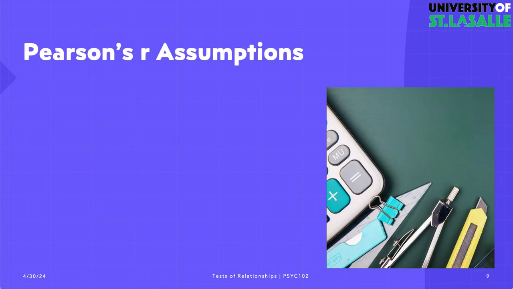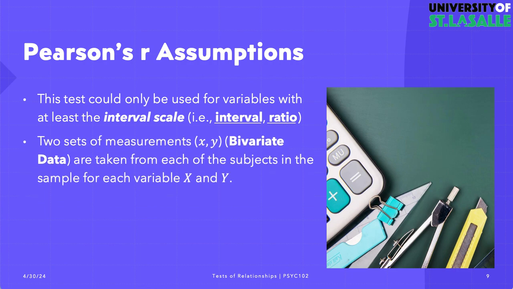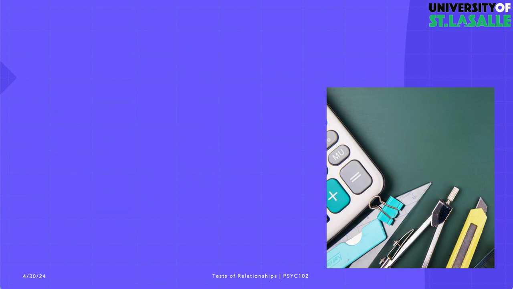So what are the assumptions of Pearson's R? This test could only be used for at least interval data, that is interval or ratio only. In short, the type of variable should be quantitative. The two sets of measurements, bivariate data, meaning bi means two, so there are two variables that we're correlating, are taken from each subject or each participant of the study. And there must be an existence of a linear trend. This linear trend is one of the assumptions that is always forgotten by most researchers, and we want to highlight that there should be a linear trend before using Pearson's R.